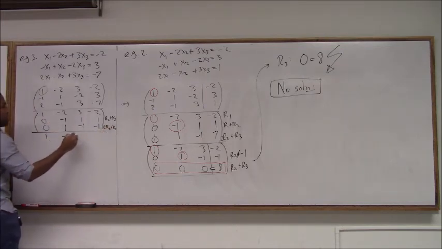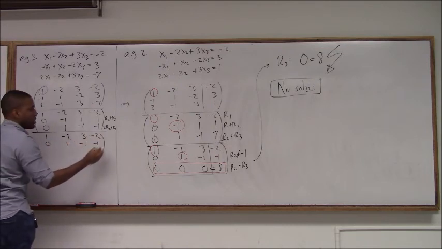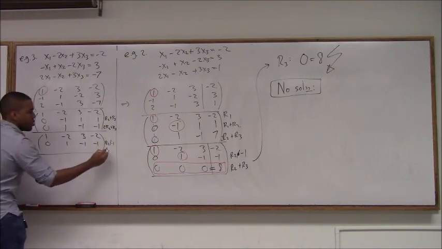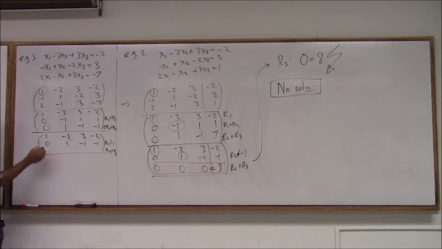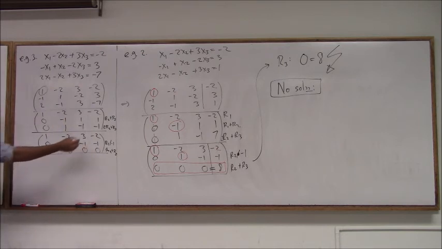So this is 1, minus 2, 3, minus 2. 0, 1, minus 1, minus 1. So that's just row 2 divided by minus 1, or multiplied by minus 1. For this one, I'm just going to add these two. Add row 2 plus row 3. And this would just be 0 plus 0, 0, 0, 0, 0. Now this gives me a row of zeros.